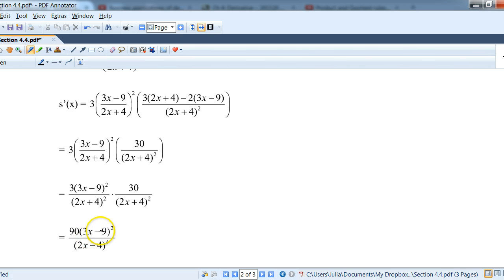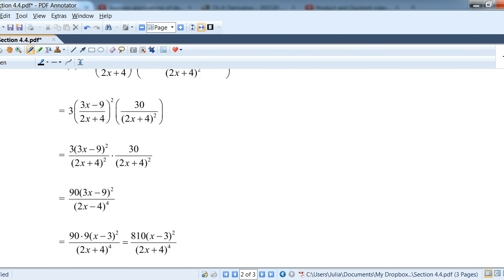Probably would have been okay to leave it like that, but it's not a really simplified version, because if you notice, we can pull something out of both the top and the bottom. Notice how 3 can come out, and remember we square it because 3x minus 9 shows up twice. We pull out 3 twice, which actually becomes a 9. So we have 90 times 9 times (x minus 3) squared, and on the bottom, we could have done the same thing, but unless there's something to cancel, it's probably okay to leave it like that. So 90 times 9 equals 810, times (x minus 3) squared.